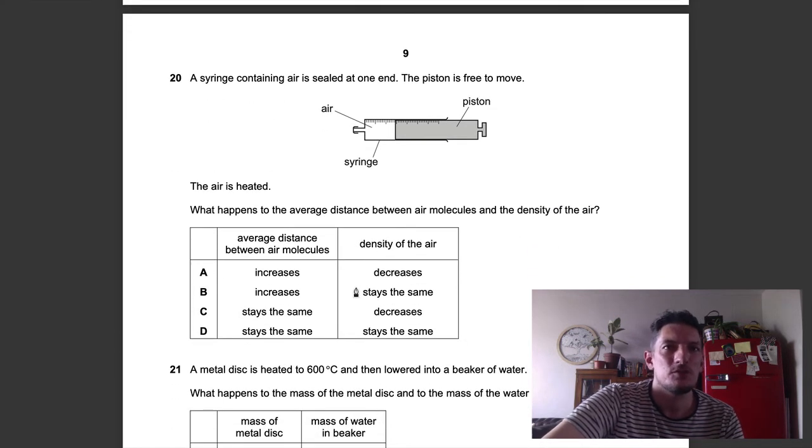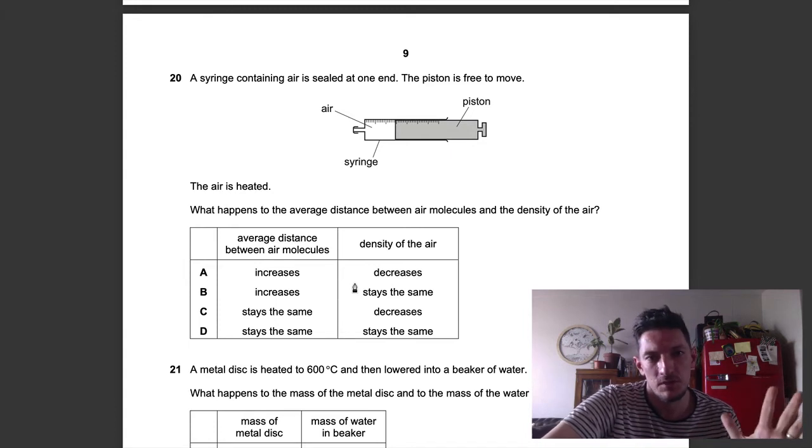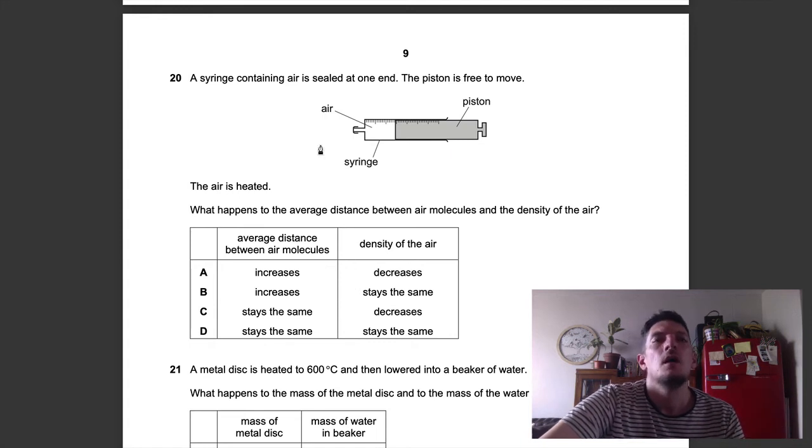Bit of a technical question there. I'm happy to answer everybody's questions regarding these, so please send them in if you have any questions. If everything isn't clear, just ask me. Okay, let's check out this next one.